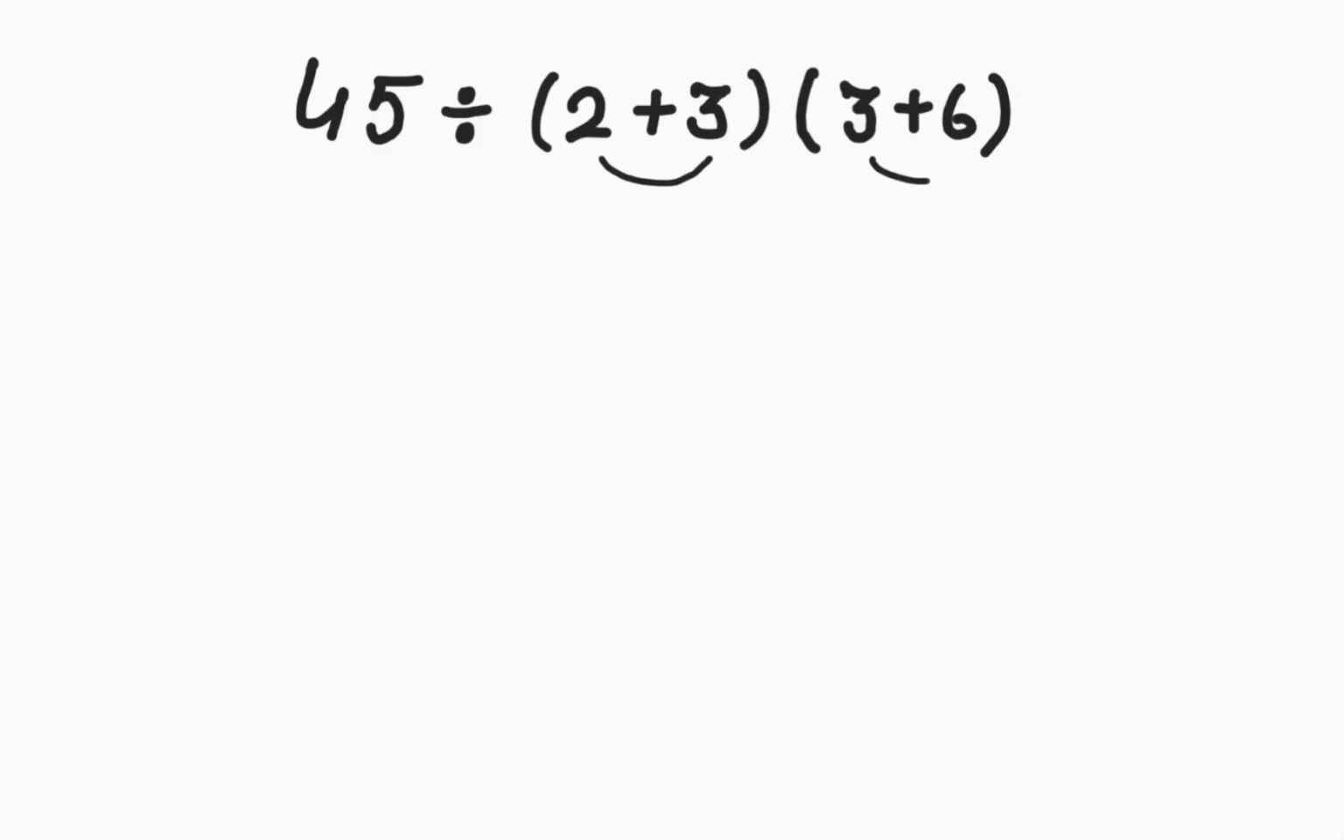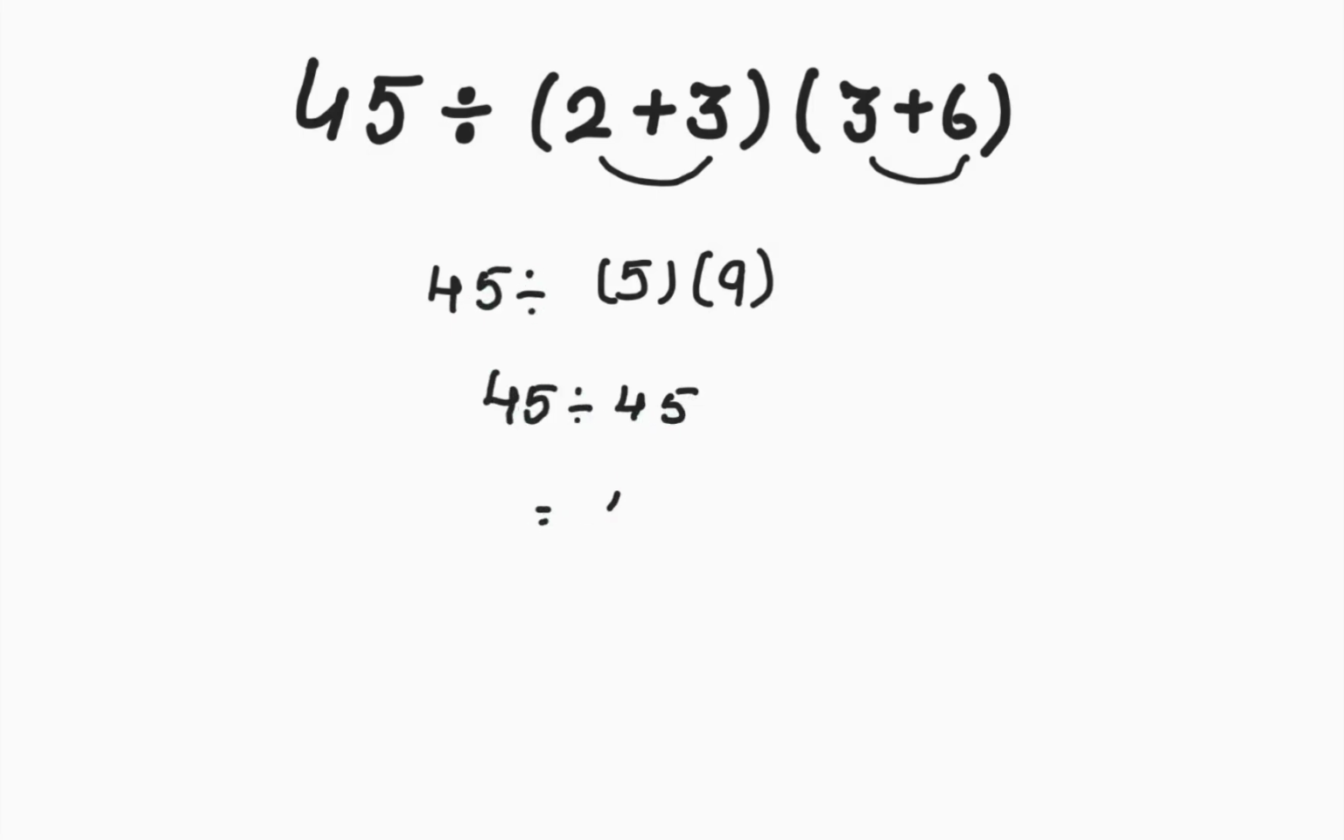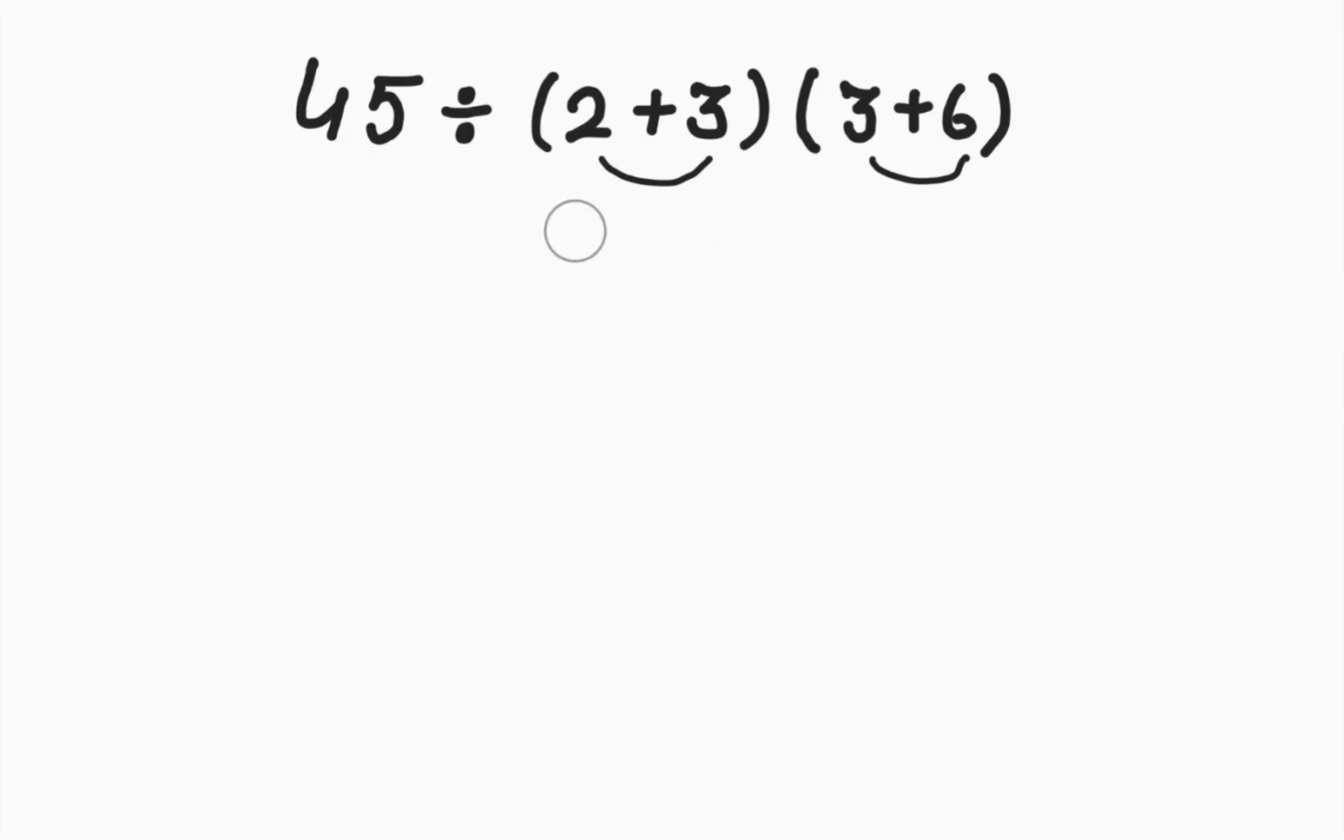Let's solve bracket first. This will become 5 and 9. 45 divided by 45, we get 1, but that's incorrect. Let's see the correct way to solve this.